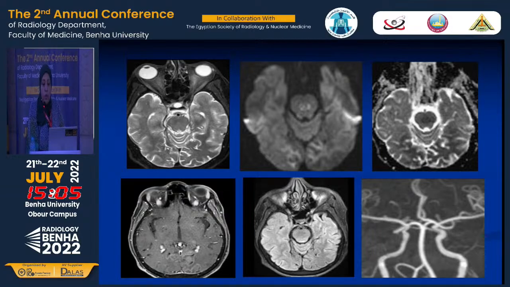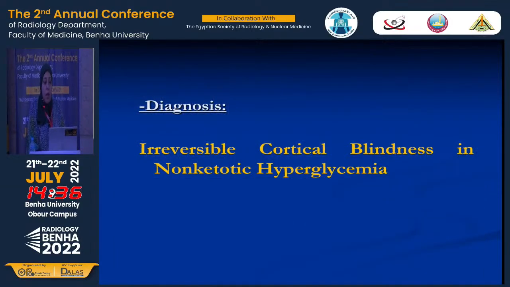On the corresponding diffusion images, there is restricted diffusion, again with gyriform enhancement on post-gadolinium imaging. We confirm that it is not ischemia by the presence of a normal MRA. So what is the scenario? The scenario here is a diabetic patient with predilection to metabolic changes in the occipital lobe, in a condition known as irreversible cortical blindness in non-ketotic hyperglycemia.